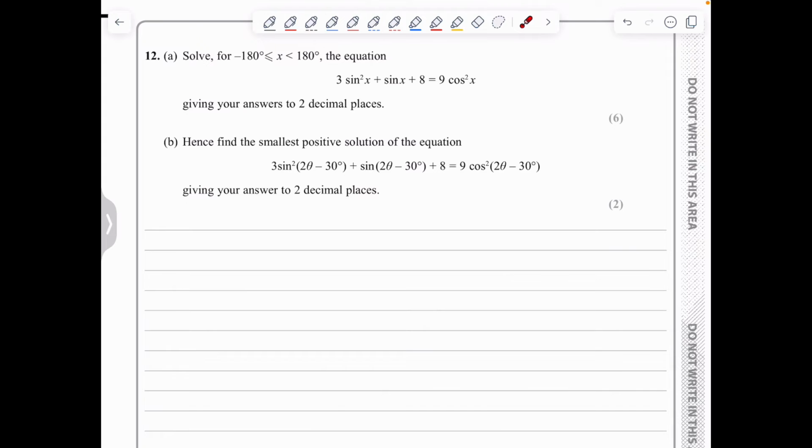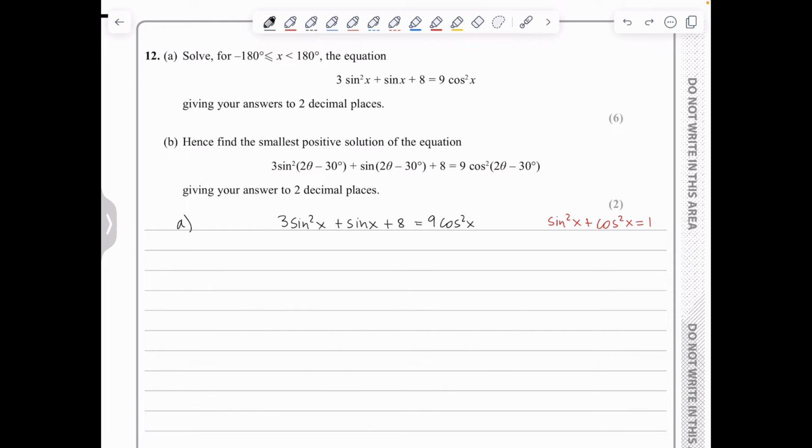In 12a, we are asked to solve for x between minus 180 to 180, the given trigonometric equation. We are in degree mode, and we need to give our answers to 2 dp's. So we've got 3 sine squared plus sine plus 8 is 9 cos squared. It makes sense to remember that sine squared plus cos squared is 1 because that's the trigonometric identity I'll be using to express everything in terms of sine and eventually end up with a quadratic in sine.